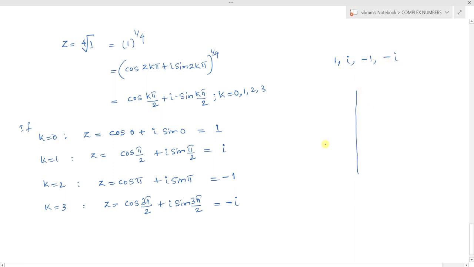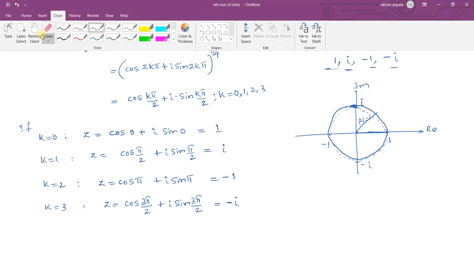Now if we represent these on the Argand plane, on the real axis we have 1 and minus 1, and on the imaginary axis we have i and minus i. If we draw a circle joining all these, wherever you consider on this circle, this is the radius. So with this radius we are moving, and mod z is equal to 1 only, so these roots, plus or minus 1 and plus or minus i, are lying on the unit circle. That is the concept we are discussing here.